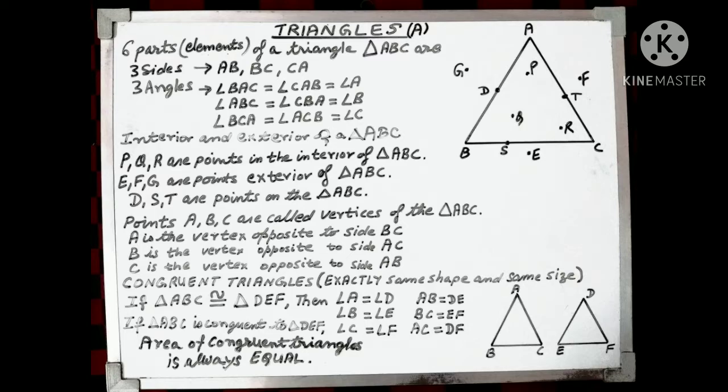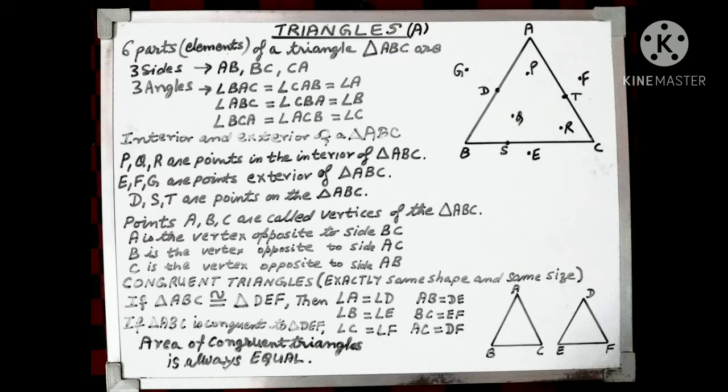The 3 sides are side AB, side BC, side CA, and the 3 angles are angle BAC, which can be written as angle CAB also, and this denotes angle A. Similarly, angle ABC is equal to angle CBA, which is angle B. Similarly, the third angle is angle BCA, equal to angle ACB, which is angle C. So we write the angles like these.